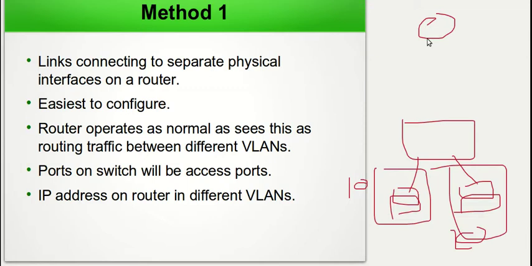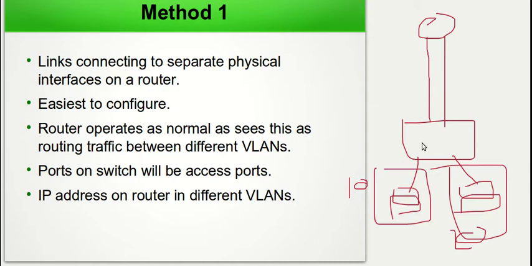This switch, for method 1, would have a separate connection for each VLAN that is configured on that switch. So in this case, we've got 2 VLANs, so there would be 2 connections to that router. On the switch, each link would be in a separate VLAN, and each connection would connect to a separate port on the router. This is the easiest method to configure, and the router operates as normal, as it just routes traffic between VLANs like normal. It's routing traffic between different networks or subnets.